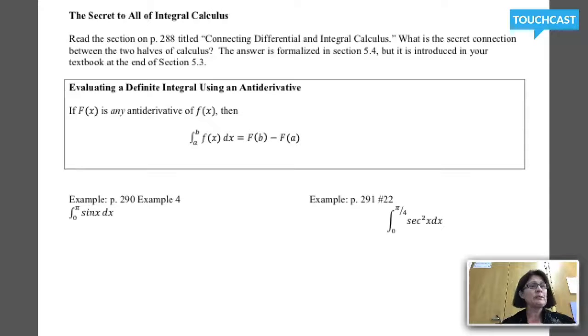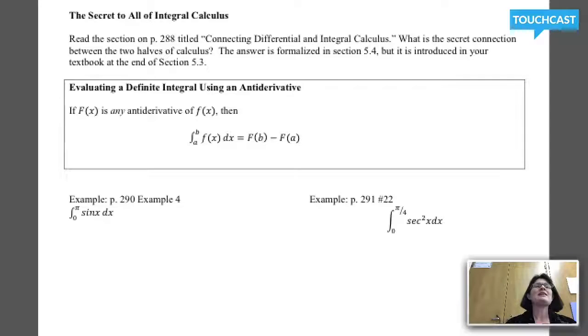Please read the section from your textbook on page 288. It's called Connecting Differential and Integral Calculus. So it turns out that the two teams were working on how to find the slope of a tangent and how to find the area under a curve, because it could tell us distance traveled. They didn't even think that the two problems were related. And then they found out that they were.